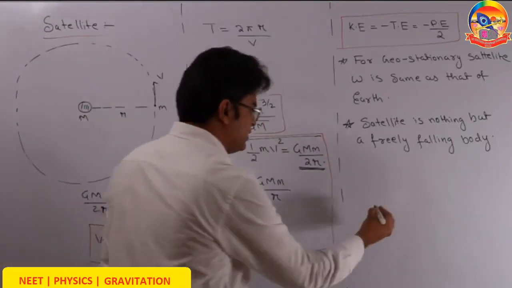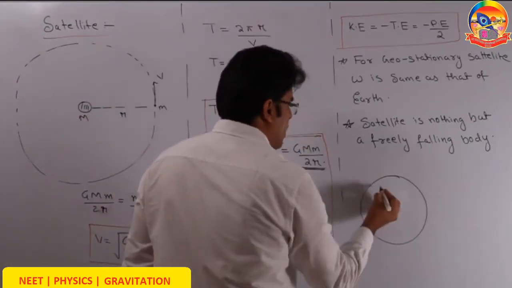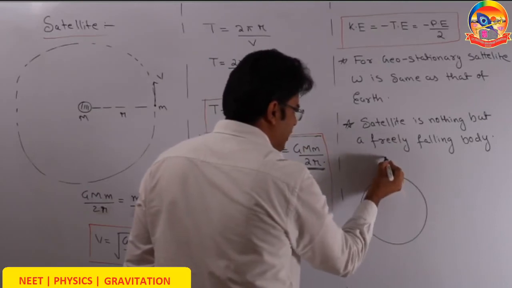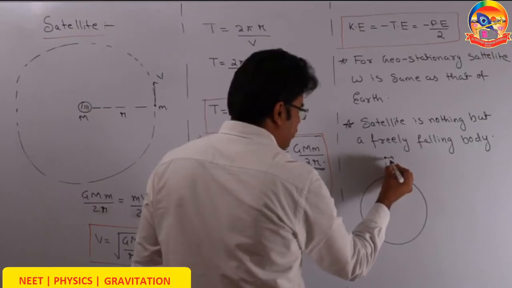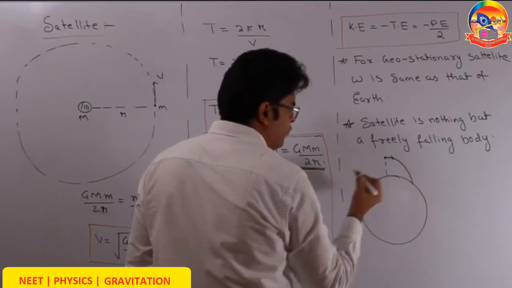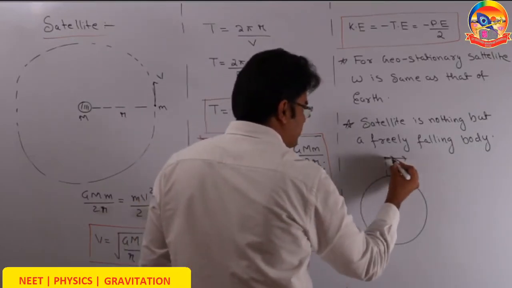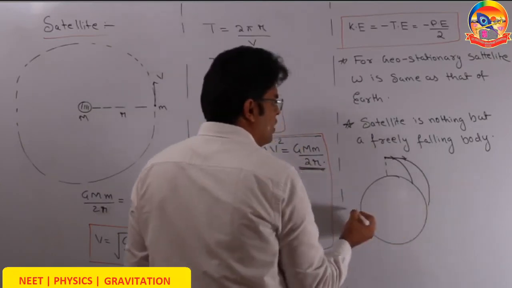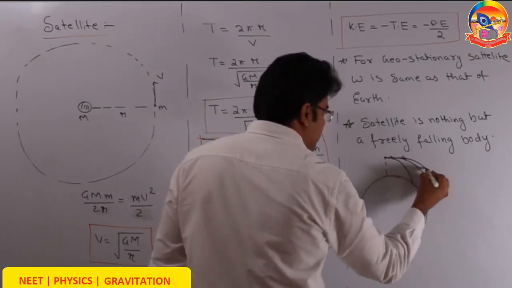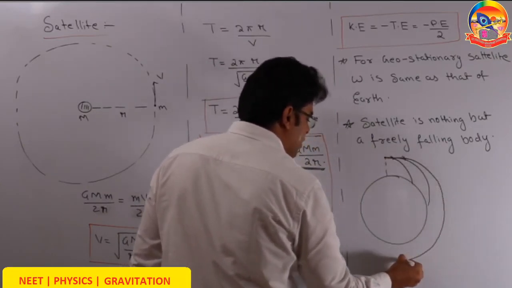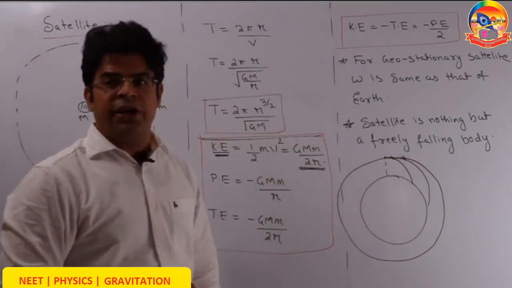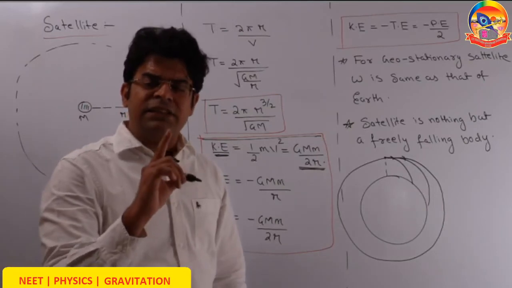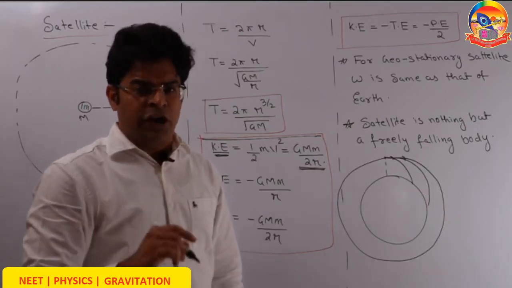Think that this is Earth, and from some height you release a particle. What happens? It falls straight down. But if you give it some horizontal velocity, it will go forward and then fall. If you give it more velocity, it will go forward and then fall. If you give it sufficient velocity, then it will be continuously falling, but the separation between Earth and that satellite will never be decreasing. So a satellite is nothing but a case of a freely falling body.